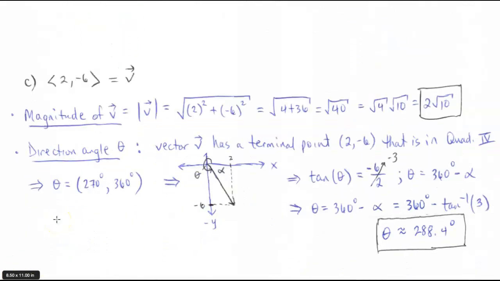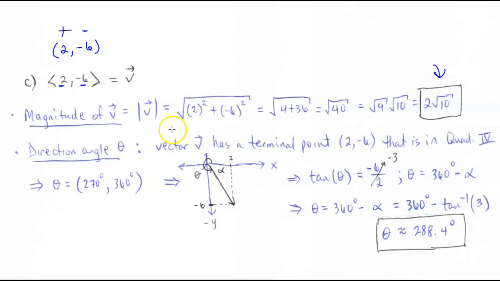So if we do example C, you see that it's already worked out. For the magnitude of this particular vector, we just square the components, add them, and then take the square root of that result. And you see here we end up getting 2 times the square root of 10. For our directional angle, points that have positive x values but negative y values lie in quadrant 4, so our angle will be in quadrant 4.